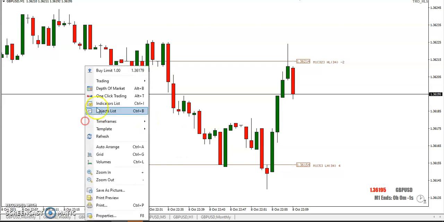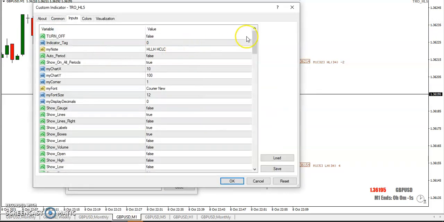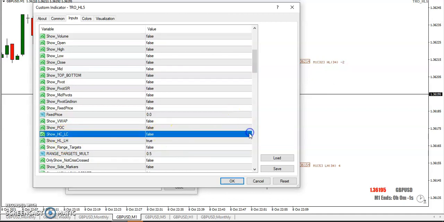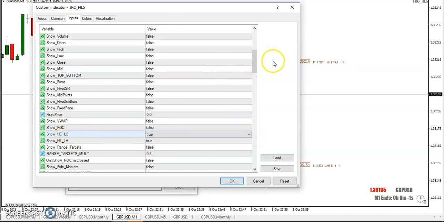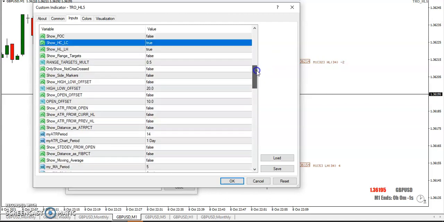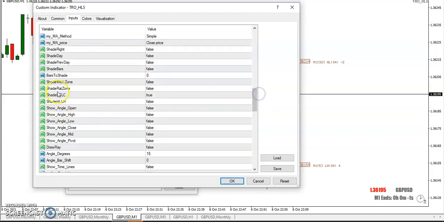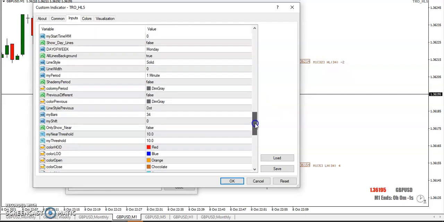Okay, TRO HL5. The first upgrade, or modification, I want to talk to you about is showing the higher close, lower close, and showing the higher low, lower high. If I set this to true, then we'll get these two lines to show on the chart. Along with that, we can also shade it. I want to shade from the highest close and lowest close, so I set that to true, but I have the highest low, lowest high set to false.